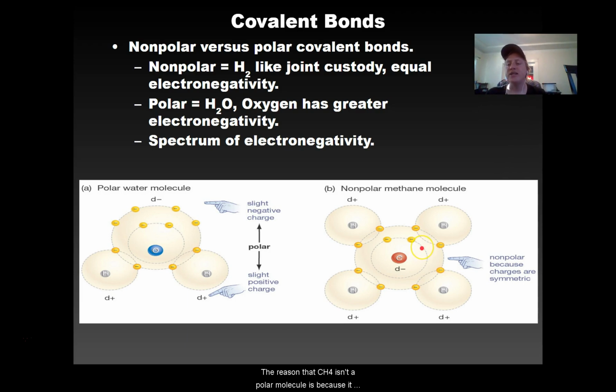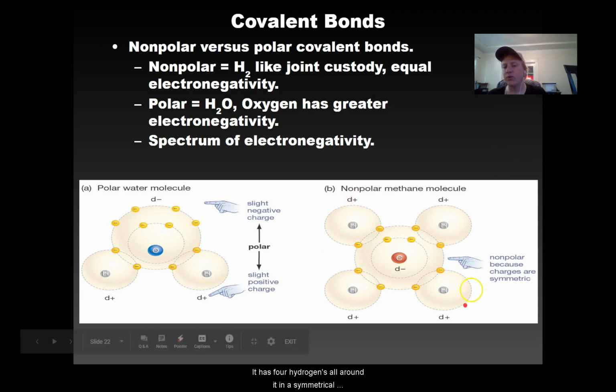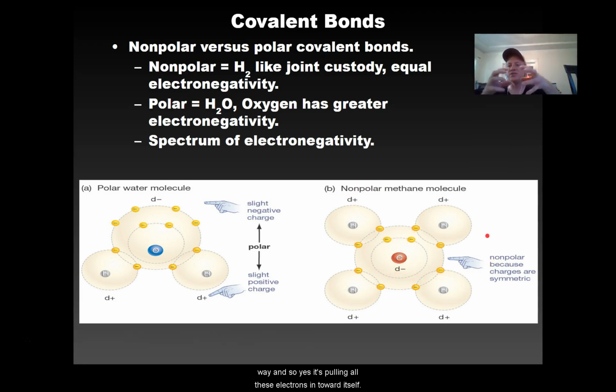The reason that CH4 isn't a polar molecule is because it is symmetrical. It has 4 hydrogens all around it in a symmetrical way. And so, yes, it's pulling all those electrons in toward itself, but you have 4 regions of positivity that are equally distributed. It's kind of like if there was a set of quadruplets and they were all pulling on a rope at the same time, or if you had a set of people of the exact same strength pulling on a rope at the same time, it's not going to go anywhere, right? You're not going to notice this region of charge. And so that is why CH4 is a nonpolar molecule.